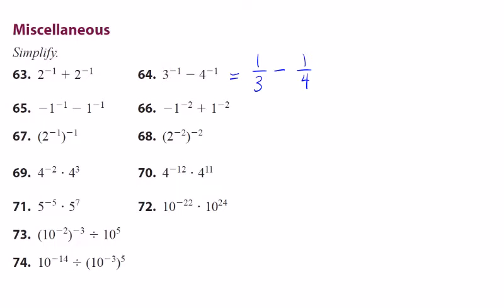And we can get a common denominator here. So 12 will be our common denominator. So I'm going to multiply the top and the bottom, or the numerator and denominator of 1/3 by 4. That'll give me 4 over 12. And then I'm going to multiply 1/4 by 3 on top and bottom. All right, and then we subtract, and we get 1/12.